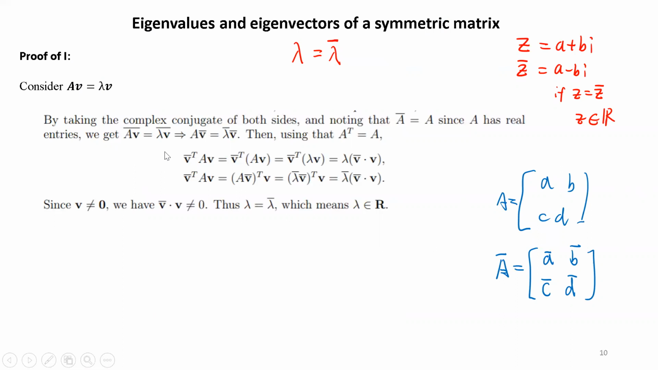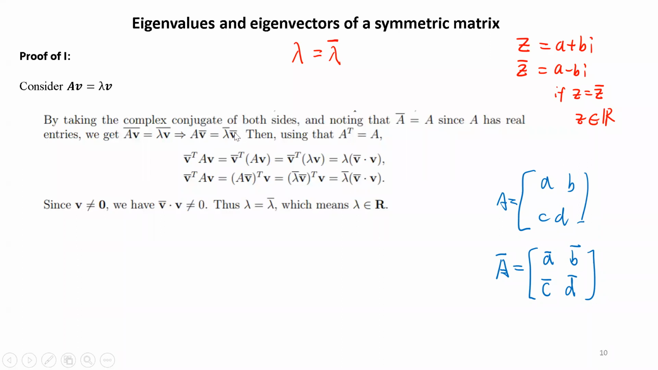So, as I said, if I take the complex conjugate of both sides of this equation, it looks like this. The A conjugate, we know that it is A itself. However, V conjugate, we don't know whether it equals V or not. So then A V bar equals lambda bar V bar.